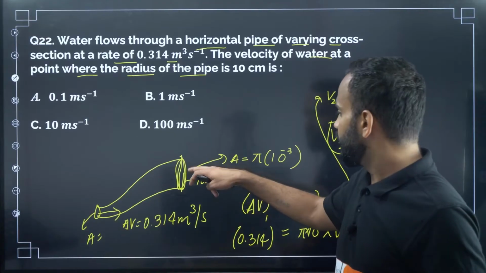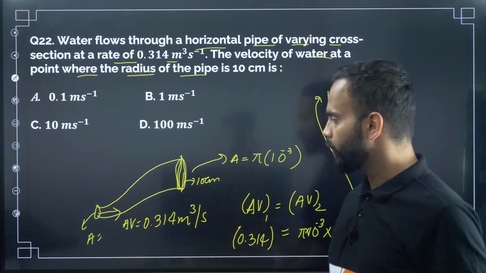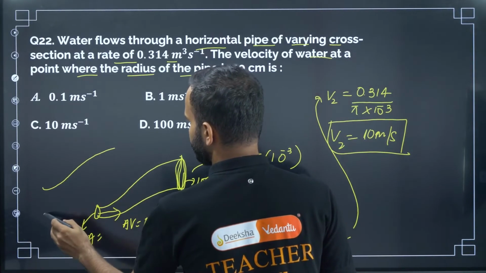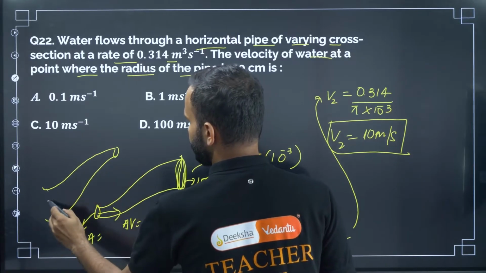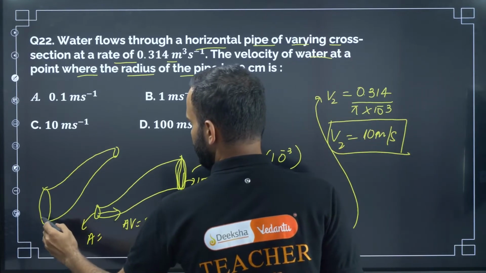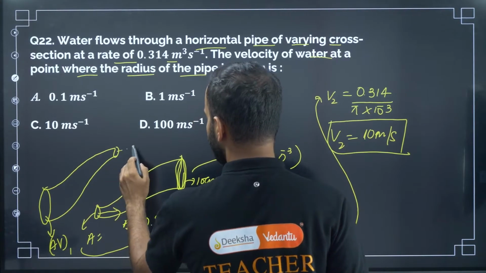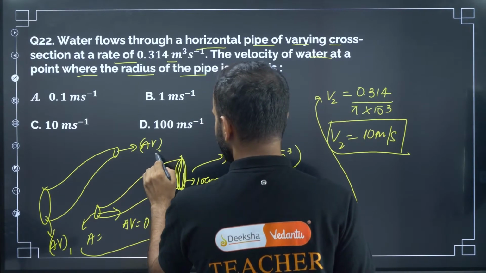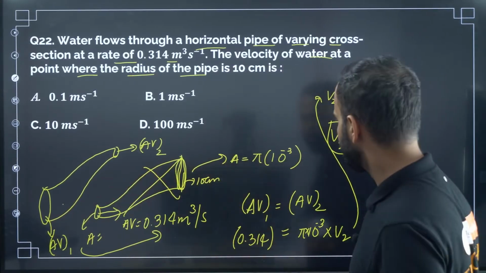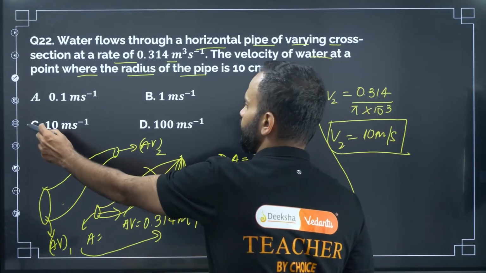Actually, the area of this cross section is less than this one. So this has to be the diagram, not the previous one. Here this is AV1 and this is AV2. The earlier one is wrong; this is the correct diagram. So V2 equals 10 meter per second, so the correct option is C.